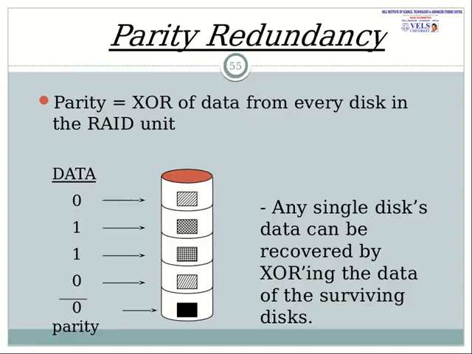Parity redundancy means here the parity will be calculated for the data of every disk within the RAID unit. So here data for 0 parity means first pattern, second level 1, level 2 and 0 parity, and each and every parity pattern is saved in a different disk. Any single disk's data can be recovered by XORing the data of the surviving disks.